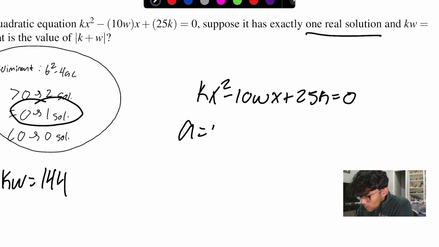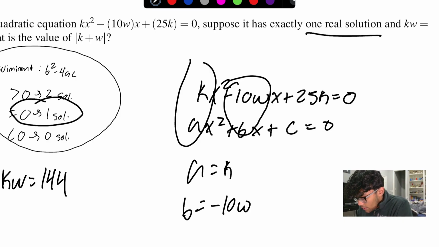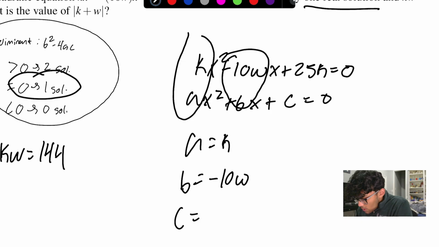Let's match this up to the standard form equation, just to make this clear. We know that a is equal to k. We know that b is equal to negative 10w. Don't get confused by the w, it's just a constant value, just plug it in. And we know that c is equal to 25k.